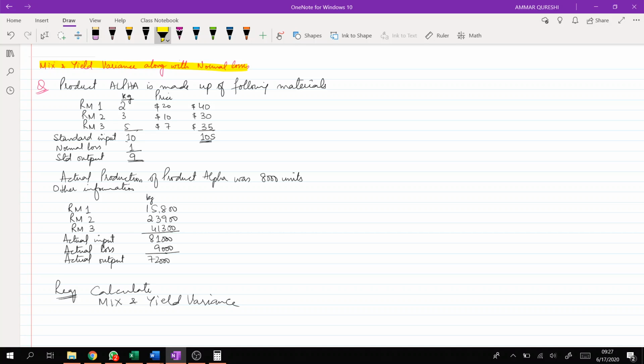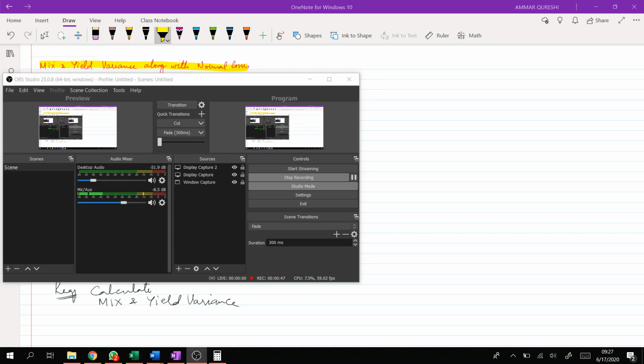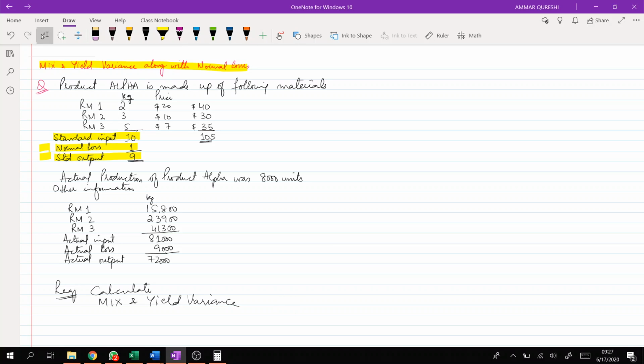question the new area is that the examiner may give you some normal losses, and there will be some standard input, some normal losses, and standard output. So these three things are new. Actually, these two things are new in this question, because in the previous question usually standard input quantity has been given, right? So usually standard input quantity is always given. Now in this question standard output is also given. So let's see what will be its impact on the calculation part.